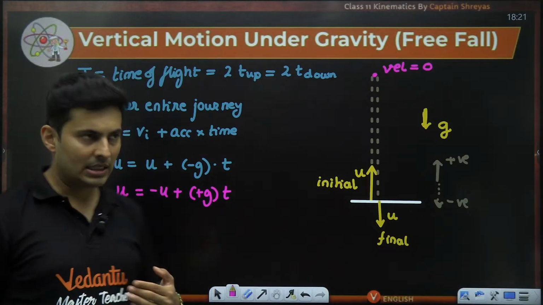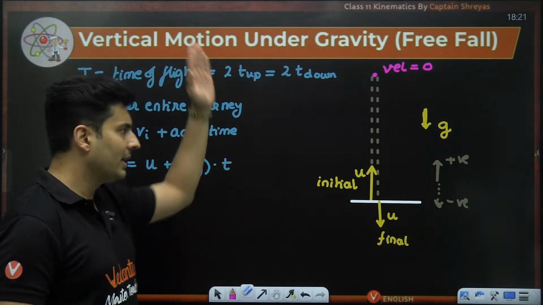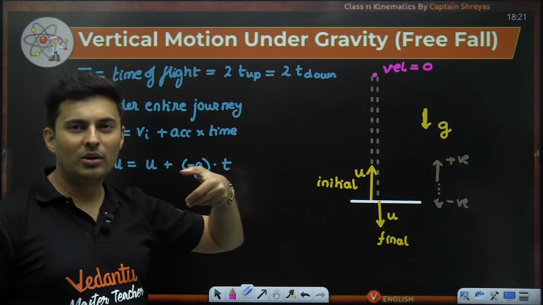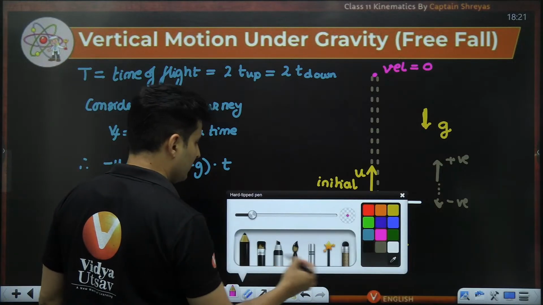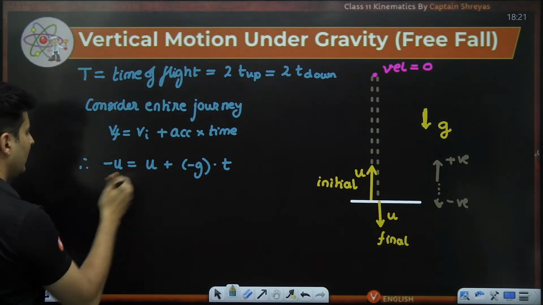Okay. Yes, the gravitational force will always act along the vertical direction. There is no horizontal component or horizontal effect of gravity. Okay, so let's solve this particular question. As you can see, I can just take gt over here and take u over there.